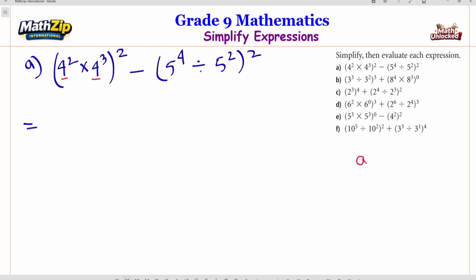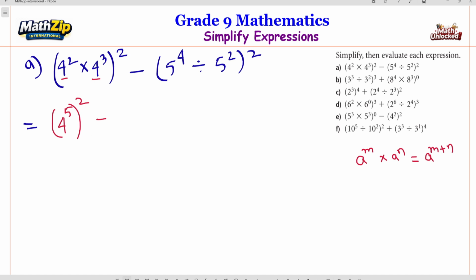Once the bases are the same in a product, a to the power m times a to the power n will be a to the power m plus n. Therefore, we can write 4 to the power 2 plus 3. It means 5 to the power 2 minus.